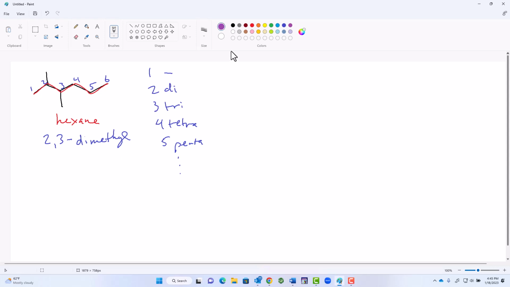So putting this all together, we would have the name 2,3-dimethylhexane. So 2,3-dimethylhexane would be the name of this compound. Let's do one more complicated example. So let's look at this one.